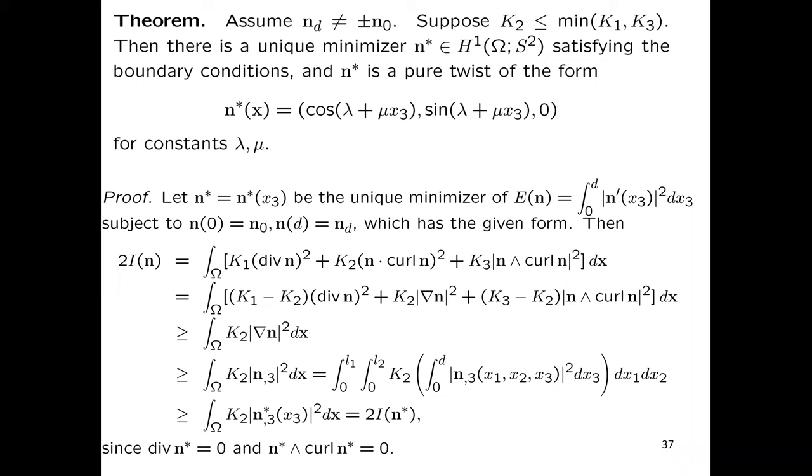Now we're assuming that k2 is less than or equal to k1 and k3, so we throw away these two terms. We just get k2 gradient of n squared, which is bigger or equal to k2 n comma 3 squared. So that's the integral from 0 to L1, integral from 0 to L2 of k2 times the integral of n3 squared with respect to x3. And that's bigger or equal to k2 times the integral of n3 star of x3 squared, because it's the minimizer. And that is twice I of n star, because the divergence of n star is 0 and n star dot curl n star is 0. So we see that I of n star.